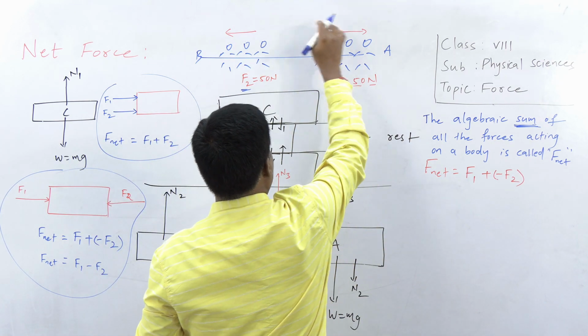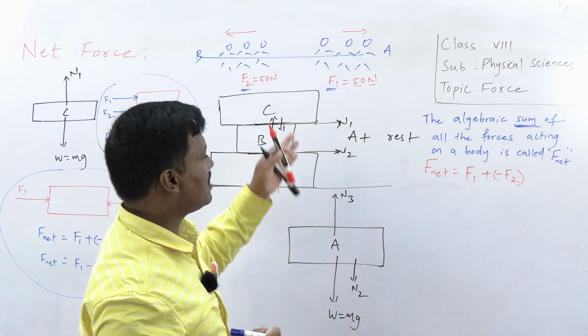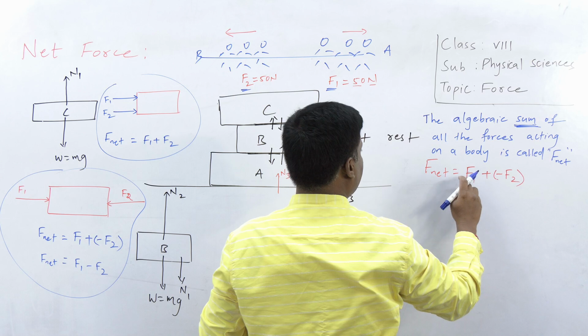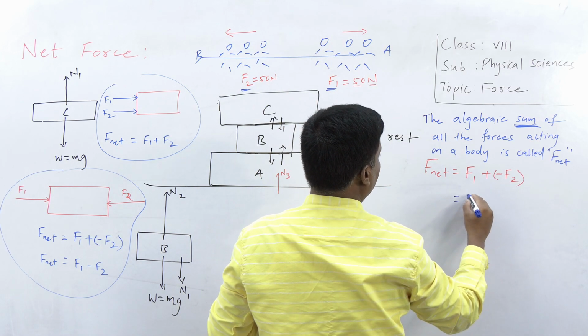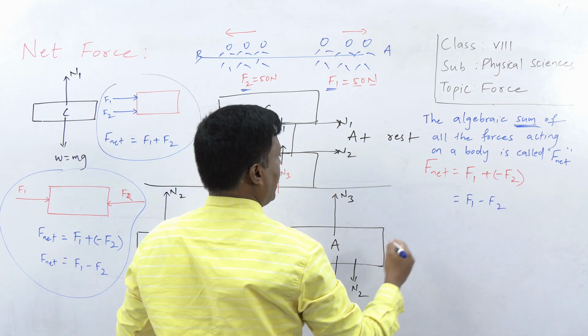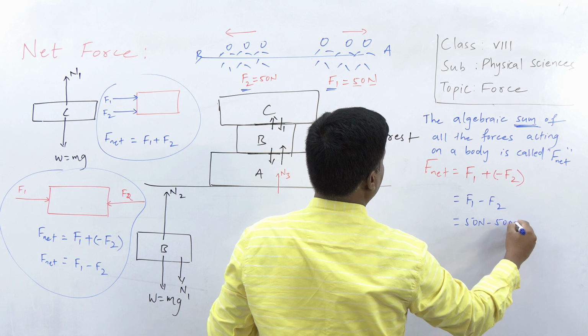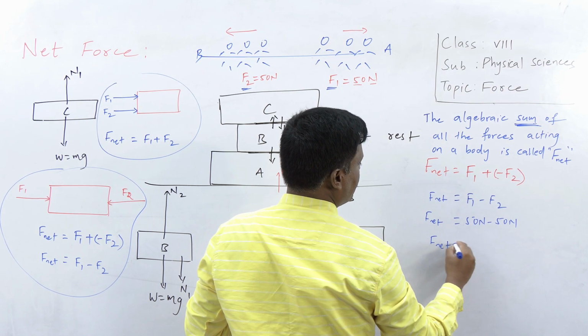Here two forces are acting in same direction or opposite direction? Opposite direction. Whenever two forces are acting in opposite direction, how do you calculate the net force? One force is taken as positive, the other force is taken as negative. That is why net force is equal to F1 plus into minus F2. For example, now what is the net force acting on that? 50 newtons minus 50 newtons. Then net force is equal to 0.